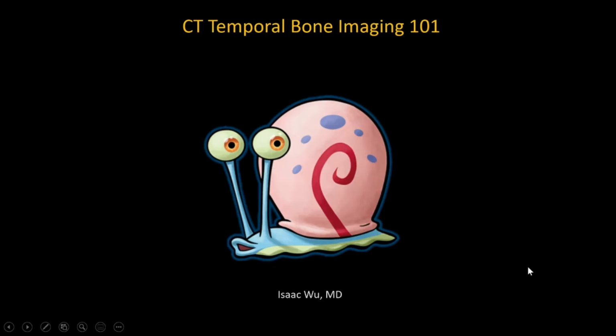Hi everyone, we're going to talk about CT temporal bone, and I'm going to show you my basic approach to CT temporal bone. This is for somebody who has never really done this before, and for residents who are coming on your first head neck rotation, and you might find this subject somewhat daunting.